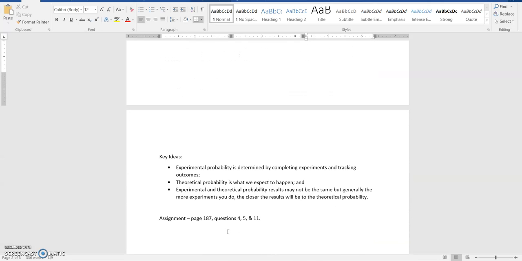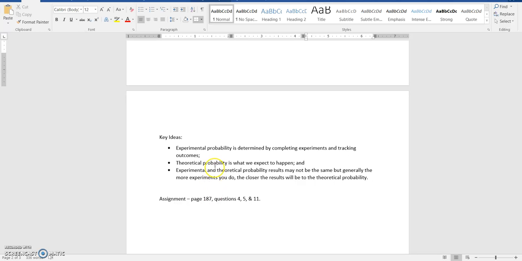So the key ideas that we have to remember with this assignment is that experimental probability is determined by completing experiments and tracking the outcomes. This is what actually happens, folks. Okay, this is when you do the experiment, these are your results. Theoretical probability is what we can expect to happen. And like I said at the beginning of this lesson, that's what we've been talking about in this unit up until this point, okay? Experimental and theoretical probability results may not be the same, but generally the more experiments you do, the closer the results will be to the theoretical probability.